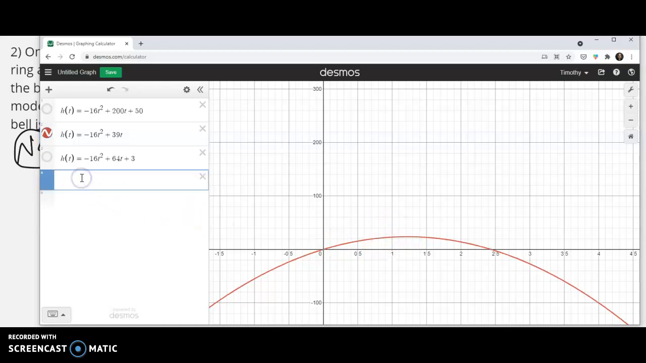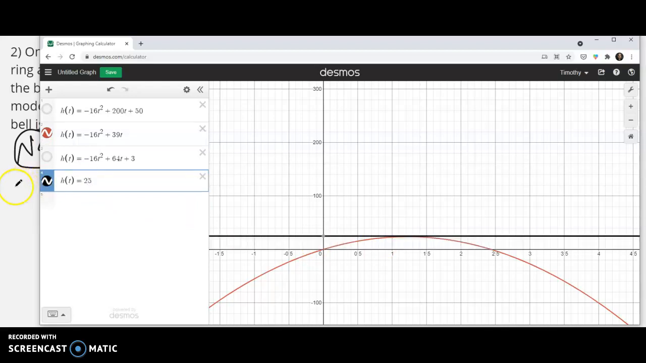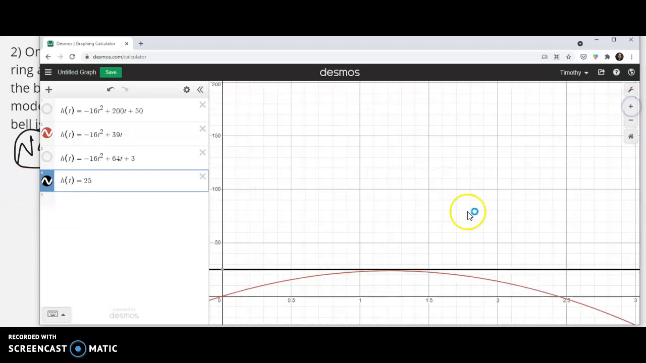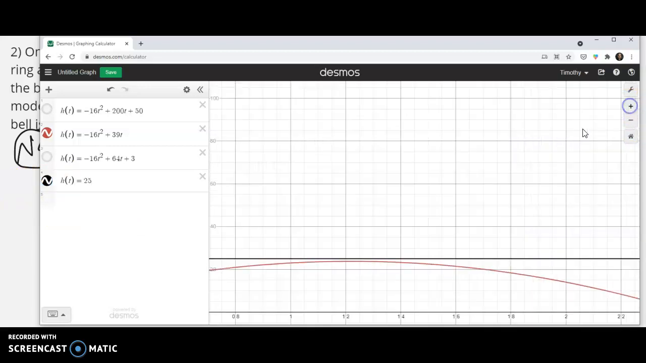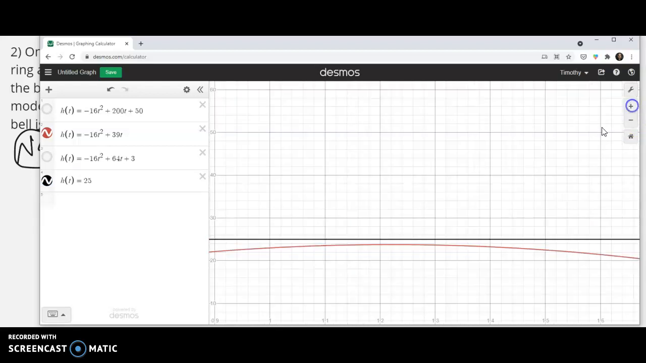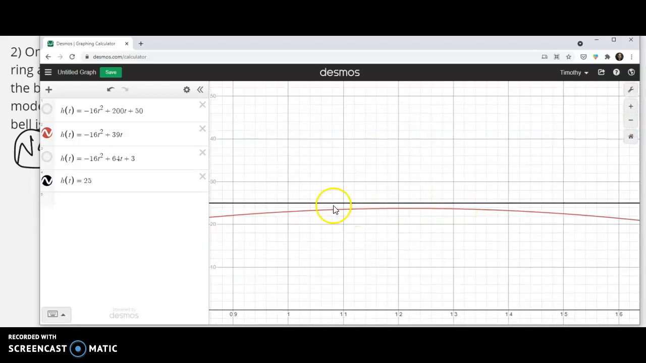If we wanted to, we could say h of t equals 25. All right, and then if we zoom in even more, we can see that difference between those two functions. If you look closely, they're never going to touch that 25 mark right here. And then there's our max right there, 23.776.